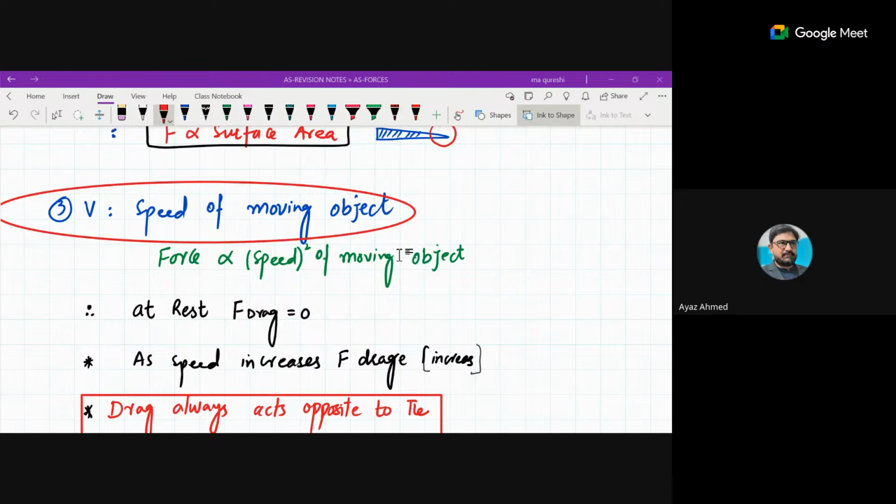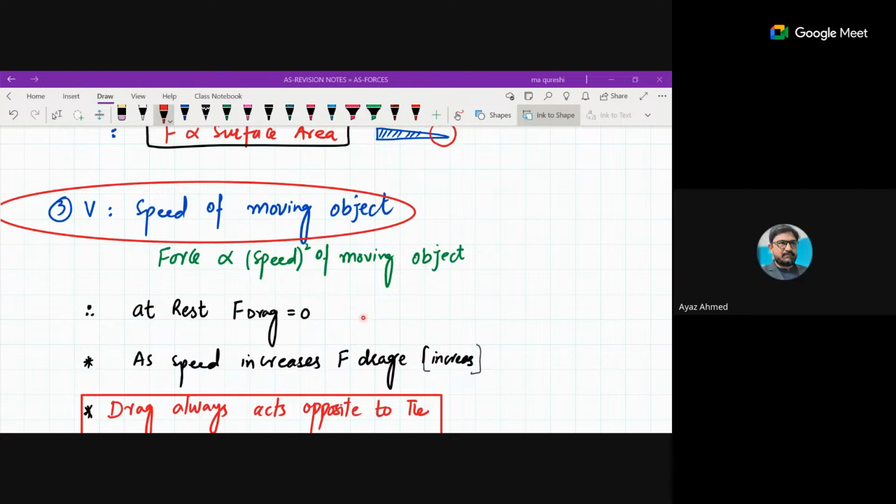When an object is falling down, just see, what did you notice? The drag is in the upward direction. Drag always opposes the direction of motion of the body. And when the object is moving upward, then drag is downward. So this was shown in these two diagrams for you.